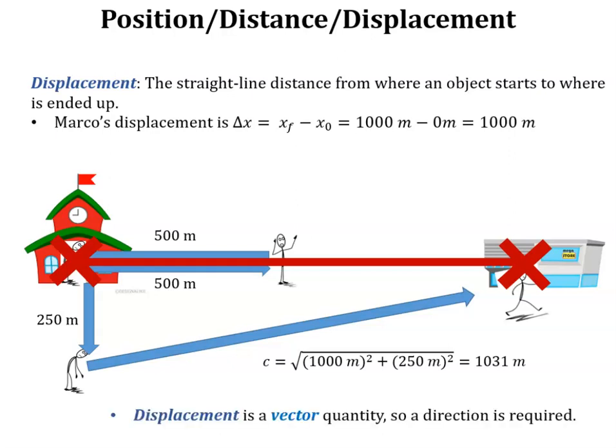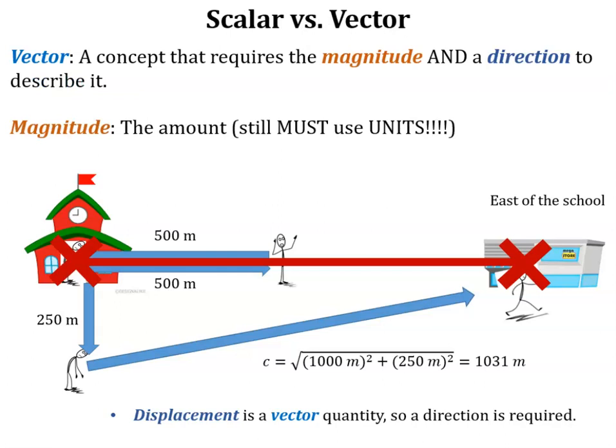But displacement is a vector. So that 1,000 meters is the magnitude. To completely define a vector, we also have to have the direction. So we have to add that it's 1,000 meters east of the school. So a vector is a concept that requires a magnitude, an amount, and a direction. So it has to have both in order to describe it.